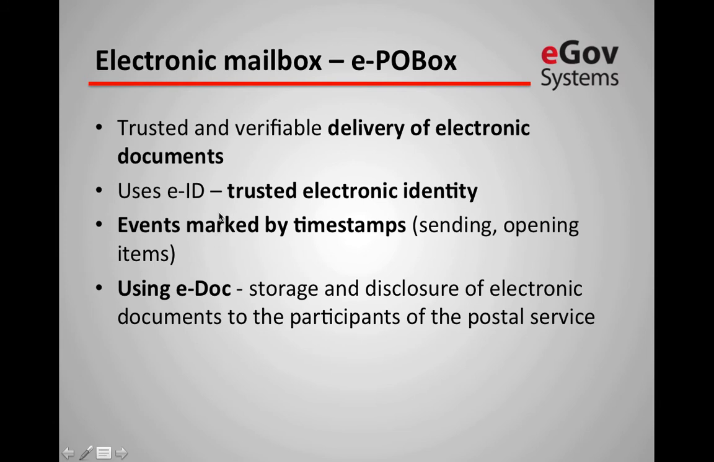So this was the electronic identity. Now there are two other parts of TRUST-EX. The one is the electronic mailbox, post office box, which is trusted and verifiable delivery of electronic documents or electronic communication, which of course uses trusted identity, and the delivery of the document is trusted, and it may be proved.